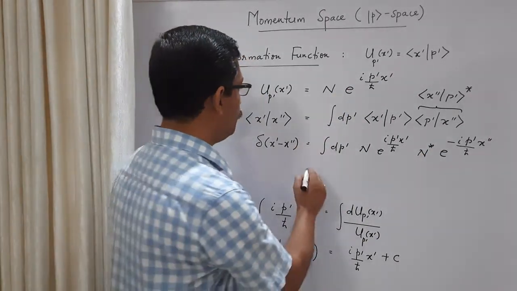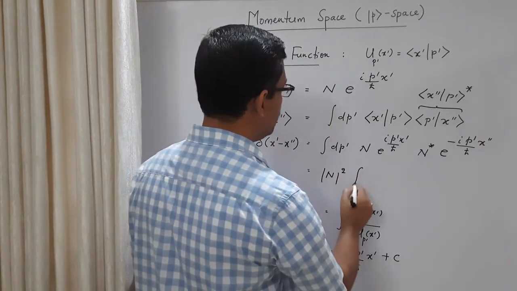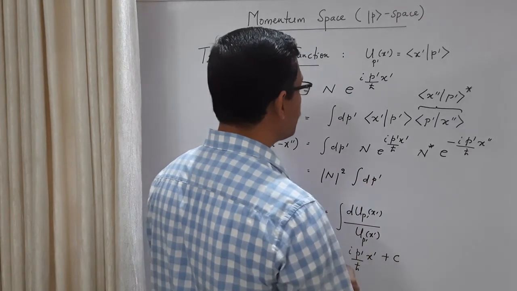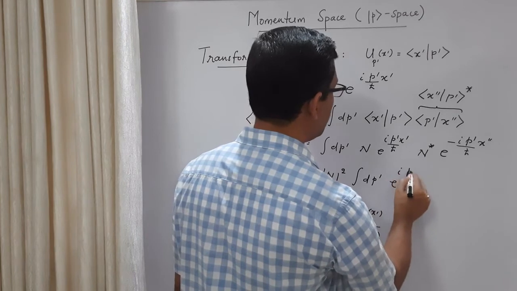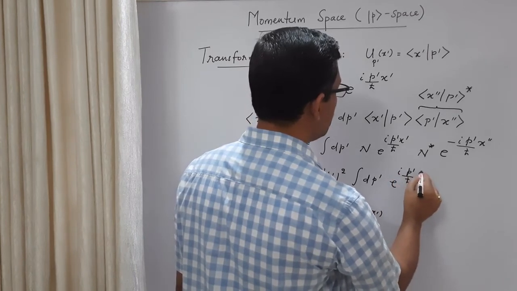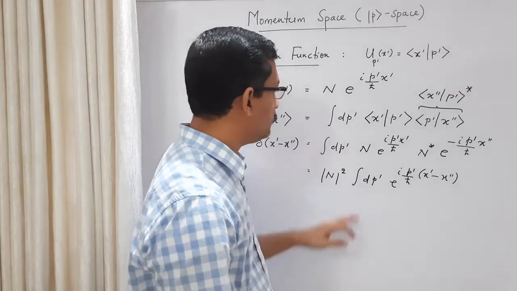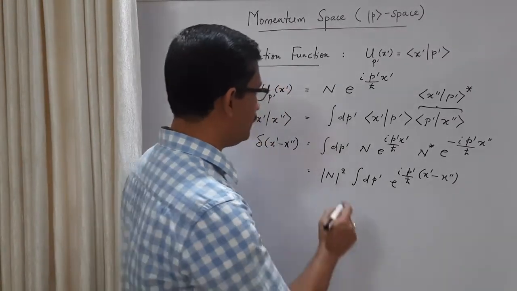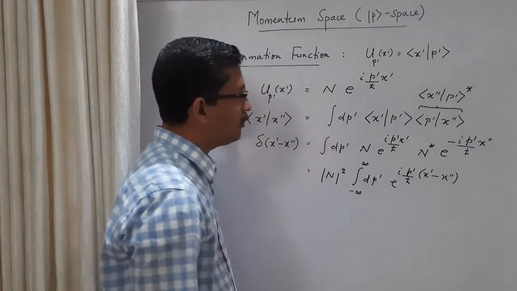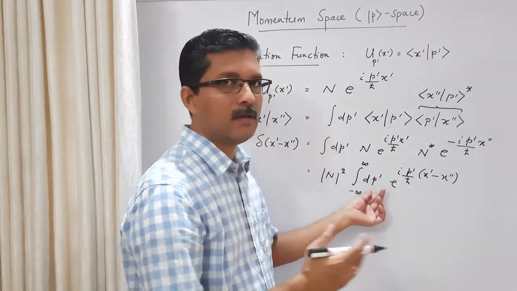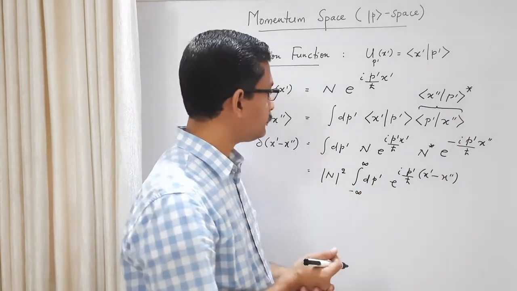Now this n times n star is mod n square, we can take it outside, integral dp prime, and these two we can combine, we can write this as e raised to i p prime by h cross times x prime minus x double prime. Now the question is, what is this integral? The limits of integration are from minus infinity to plus infinity. We are considering momentum components along x direction, so it can be from minus infinity up to plus infinity.